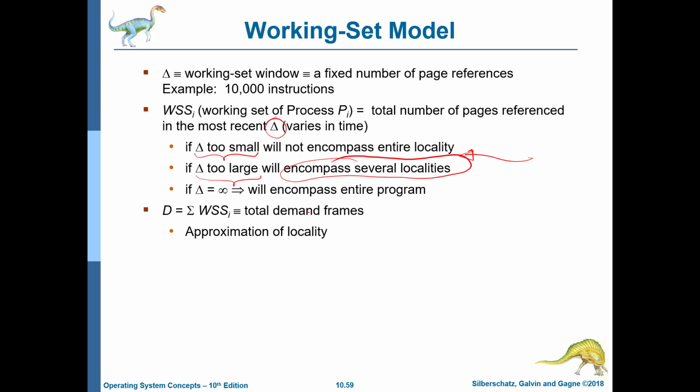So in this case, what we can do is add up the working sets; this is the total number of frames that we are demanding. And what we have seen in our discussion on thrashing is that this quantity needs to be less than the size of the main memory. Alright. So this will give us some approximation of locality, and if this is less than the size of main memory, we can then say that we can accommodate all the working sets.